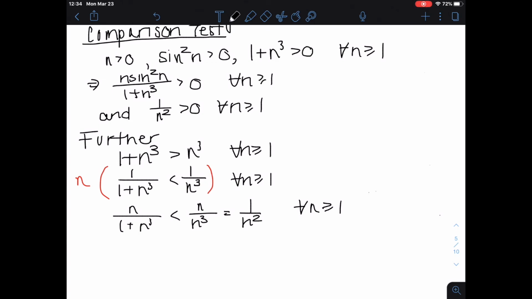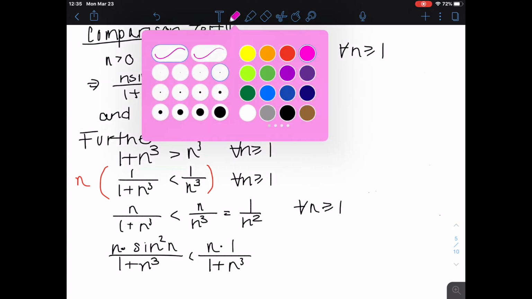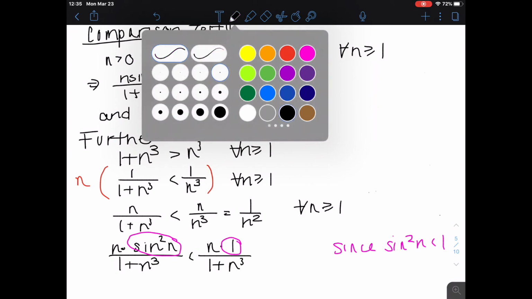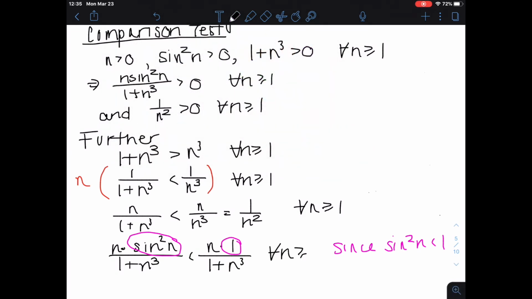Now you've got that sine squared of n, but really, since sine squared is less than 1, sine squared of n over 1 plus n cubed is less than or equal to n times 1. Okay. So you're able to make this because sine squared of n is less than 1. So this is true since sine squared of n is less than 1. Okay. So this holds true for all n greater than or equal to 1.